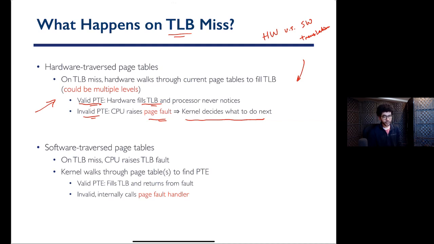In software-traversed page tables, in cases where the translation happens in software, every time you get a TLB miss, you have to invoke the operating system and ask for the translation. So then the operating system is going to do the translation and get back to you. So that's pretty much it.